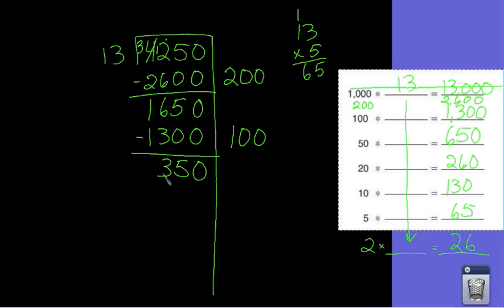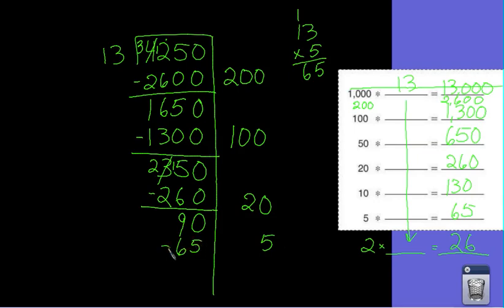Then I come back over to my chart. 20 times 13 is 260. So I'm going to use 20 for my partial product. 20 times 13 is 260. And subtract. 90. I can use 5. 5 times 13 is 65. And I subtract.